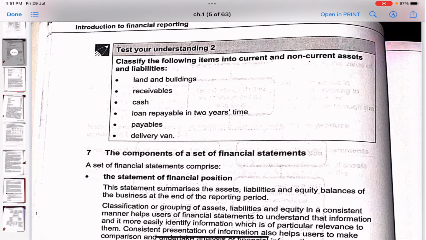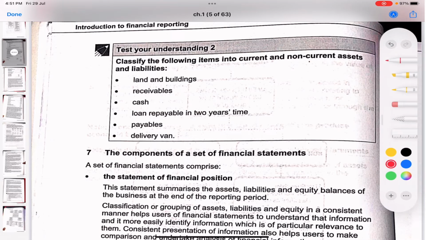Okay, so the first thing we have is land and buildings. So, what do you know about land and buildings? Obviously, it is a non-current asset because you're not selling it away within 1 year. That is something which is long term in nature, which means it is a non-current asset. Non-current means red and blue means current. So, land and buildings is non-current.